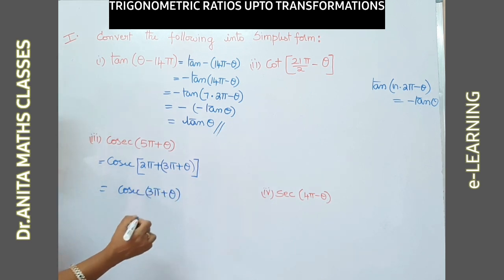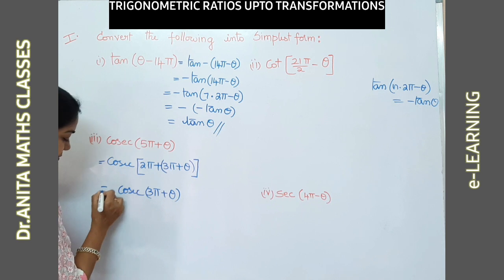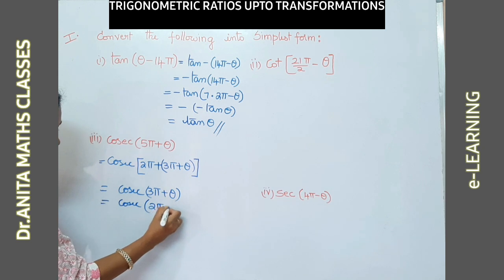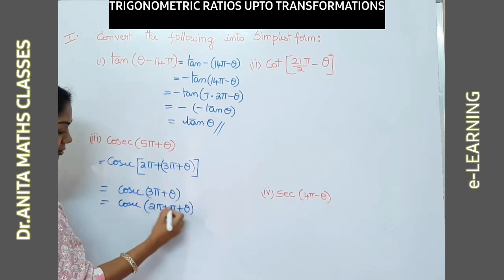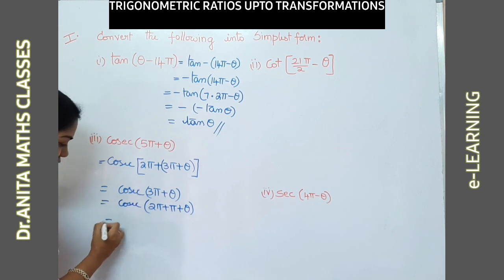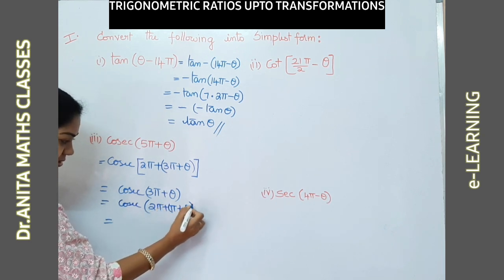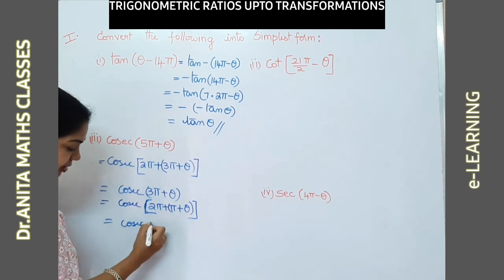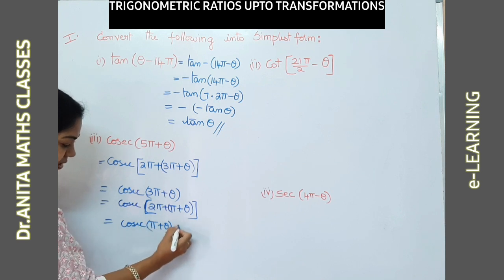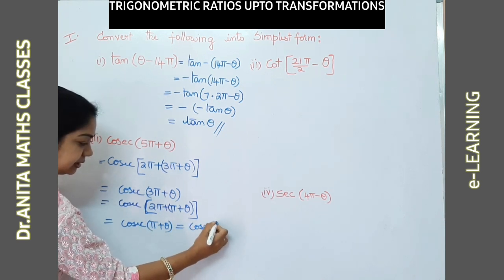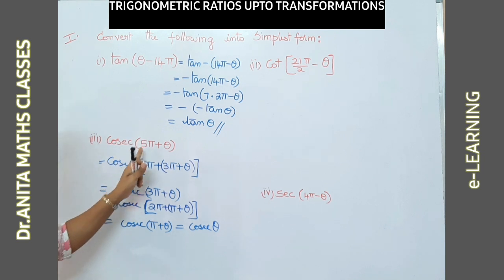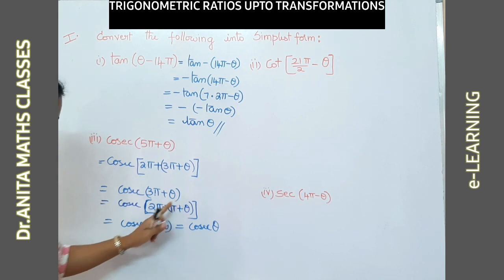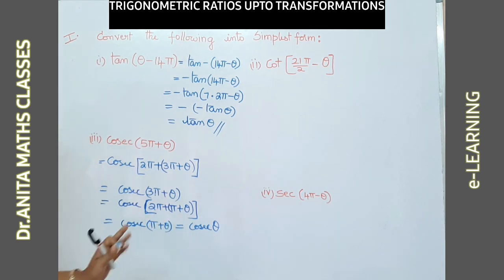Now that is equal to cosecant, and here again I can write it as 2 pi plus theta. So this comes to 2 pi plus theta again, we can keep it in a square bracket here. So this is nothing but cosecant of (pi plus theta). So that is simply cosecant theta. This is the final answer. We have done 5 pi as 2 pi plus 3 pi, again we got 3 pi as 2 pi plus pi, and pi plus theta is nothing but just cosecant theta.